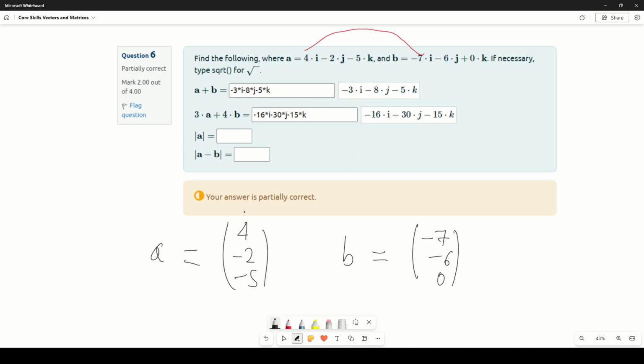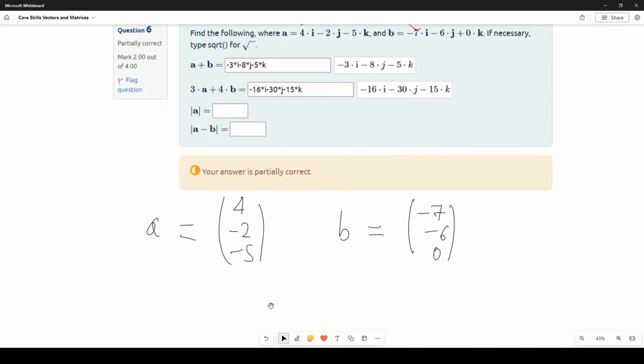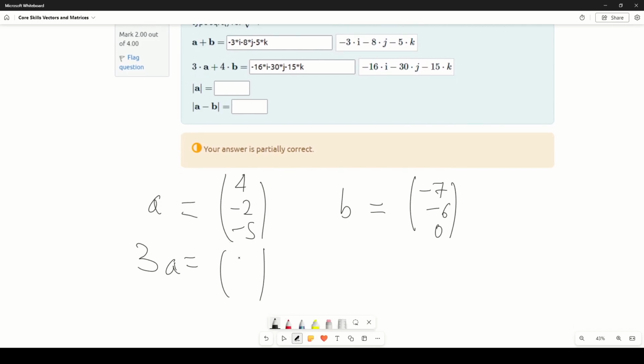And now for the second bit of this question, we're working with, first of all, multiplying the vector and then adding them. So what's happening here is we're multiplying A by 3. So basically multiply the terms and write them out as we're doing here right now. So 12, minus 6, and minus 15, if you multiply the coefficients of i, j, and k in the first vector.